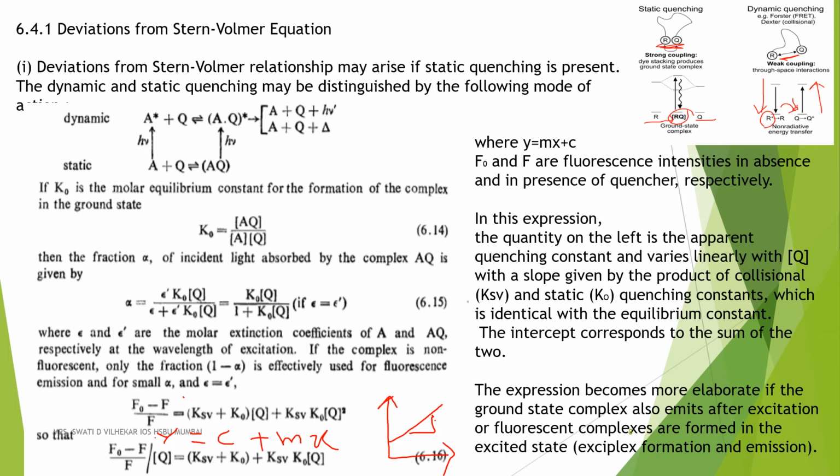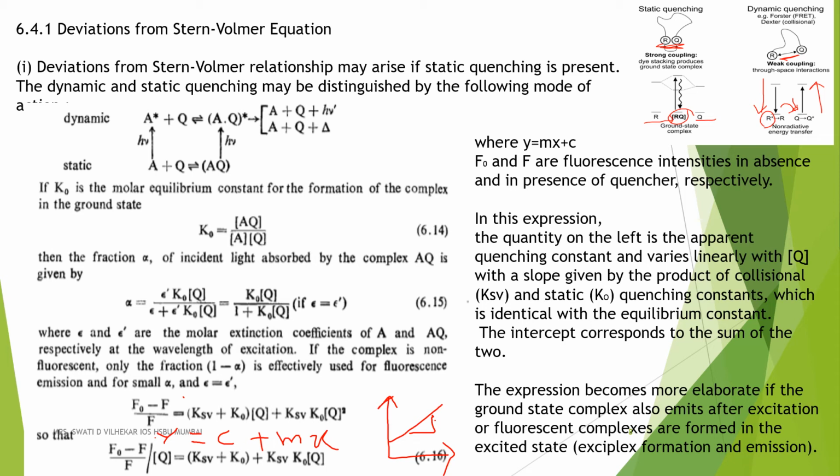So let's take the assumption that epsilon is equal to epsilon dash. In that case, epsilon and epsilon dash get cancelled out and 1 remains, so we get K0 times Q divided by 1 plus K0 times Q. So here we get the equation that alpha is equal to K0 times Q divided by 1 plus K0 times Q, if epsilon is equal to epsilon dash, where epsilon and epsilon dash are the molar extinction coefficients of A and AQ respectively at the wavelength of excitation.